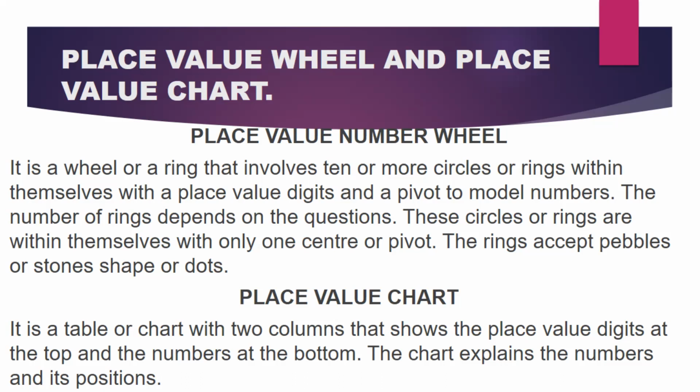The place value chart is a table. It's a table or chart with two columns that shows the place value digit at the top and the numbers at the bottom. The middle of the table explains the numbers and the positions where the numbers occupy. Let's solve one more example by using the place value wheel and at the same time using the place value chart.